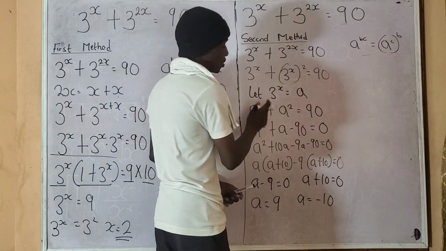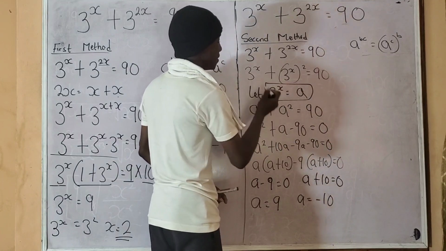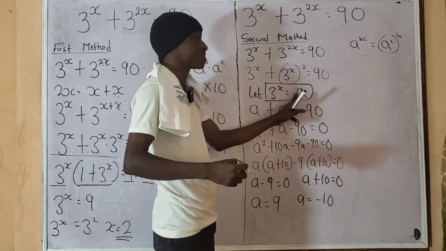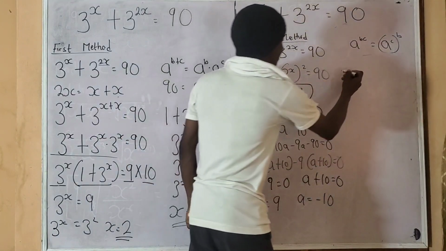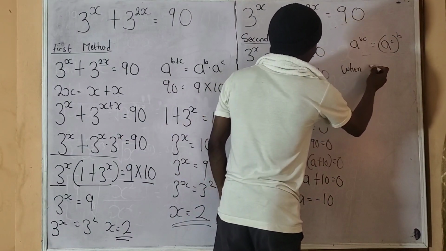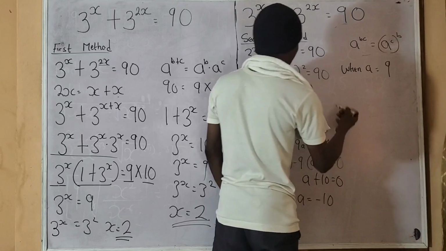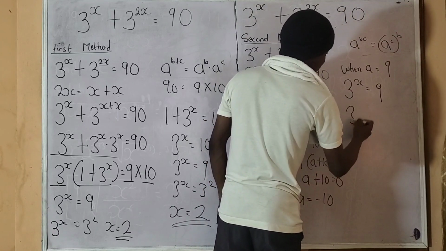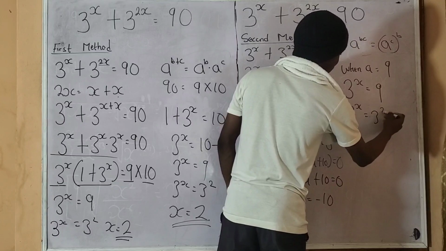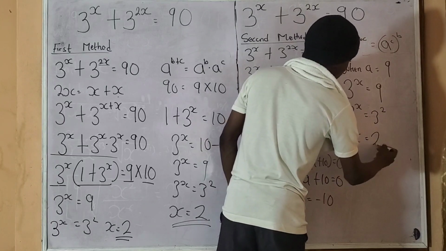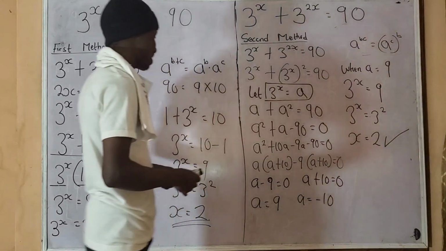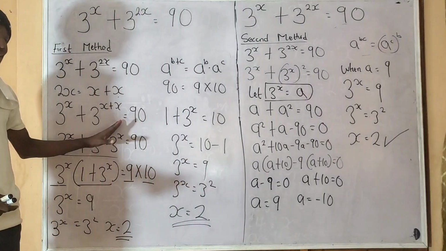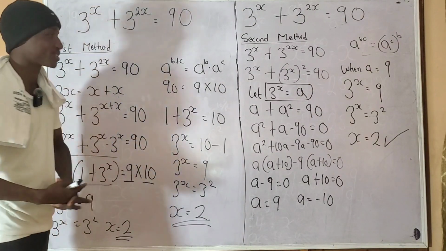Now, do not forget that our goal is to find the value of x. And we've said, let 3 raised to the power of x equal a. So when a equals 9, I'm going to have 3 raised to the power of x equals 9, right? 3 raised to the power of x equals 3 raised to the power of 2. x equals 2, which is the same as the answer that we got when we used the first method, okay? So that is the solution to the question.